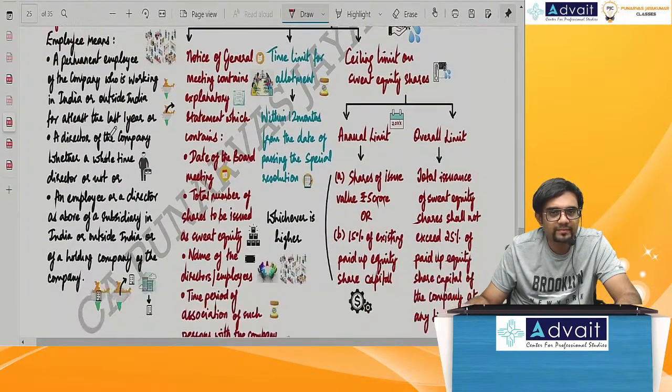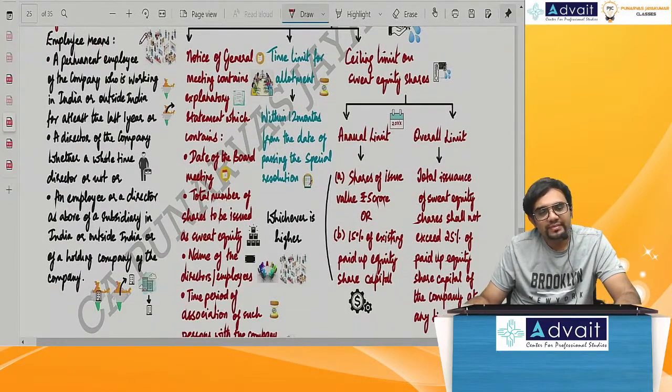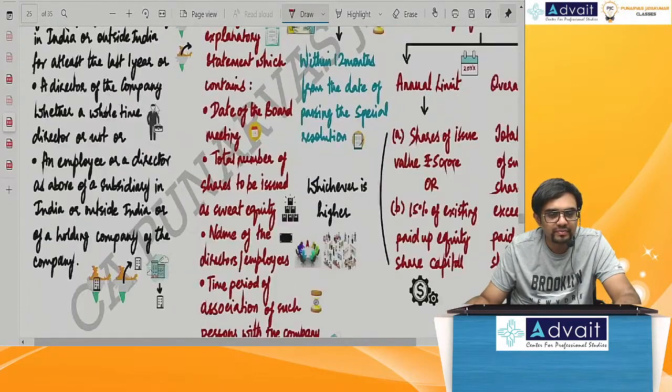Who is an employee? Employee can be a permanent employee of the company who is in India or outside India. An employee can be a director of the company, whether whole time or not whole time. An employee or a director of not only that company but also the subsidiary company or the holding company, whether in India or outside India. All these people are defined under employee.